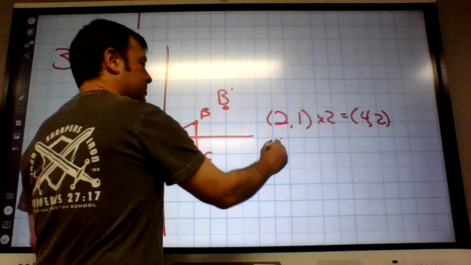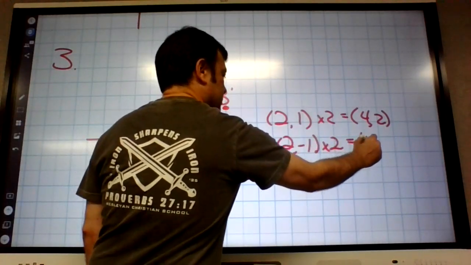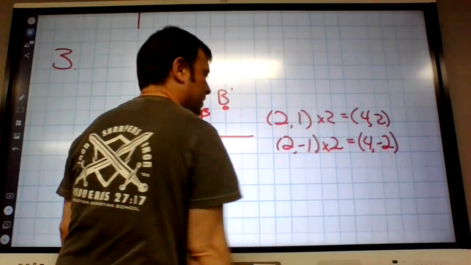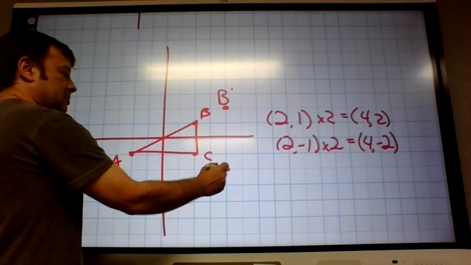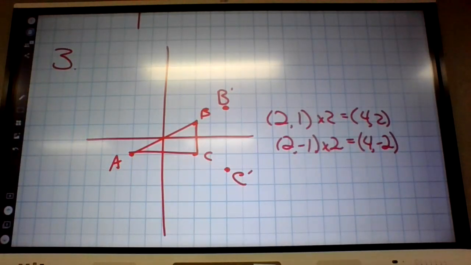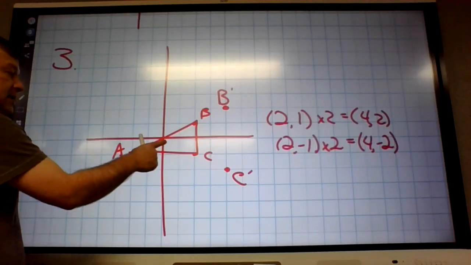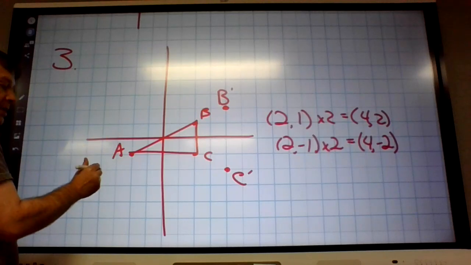C is at 2, negative 1. So C prime is going to be at 4, negative 2. And A is at negative 2, negative 1. So if you double those, it would be negative 4, negative 2.